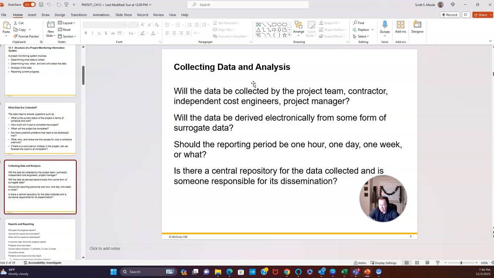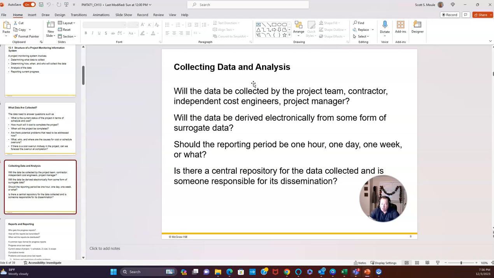What is the frequency? Do you need to monitor the costs and schedule hourly, daily, weekly, biweekly, monthly? These are all the things that you need to establish at the very beginning of the project with your sponsor. How are you going to report the progress and the status of a project throughout its life cycle?